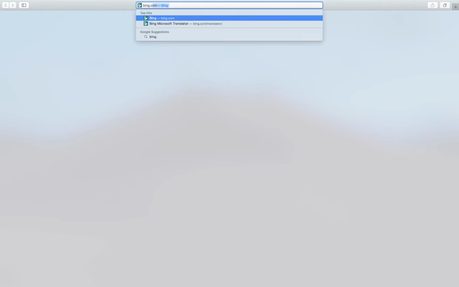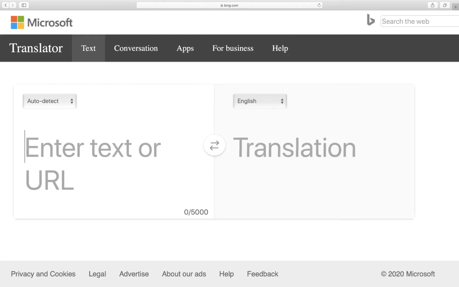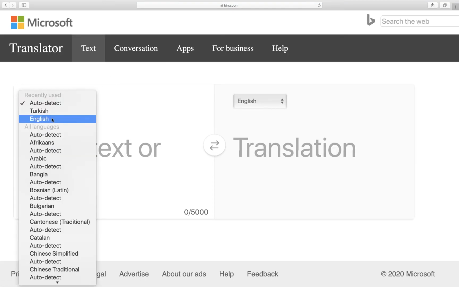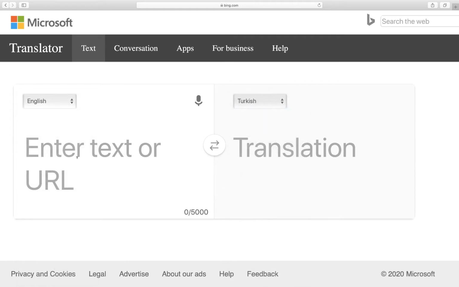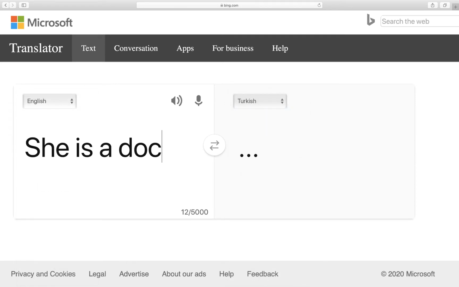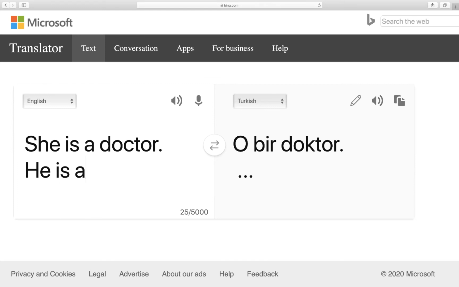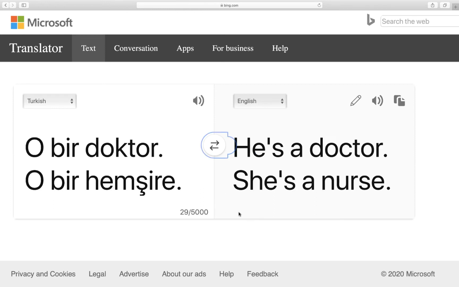Let me do a quick live demo. I'll head over to Microsoft Bing Translator. I'm going to translate two sentences from English to Turkish. She's a doctor, he's a nurse. Note that the doctor is a woman and the nurse is a man. I'll translate to Turkish, and then I'll translate the result back to English. Note that the doctor is now a he and the nurse is now a she. This, turns out, is not an easy problem to solve.